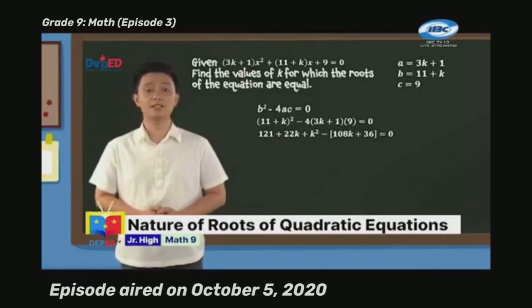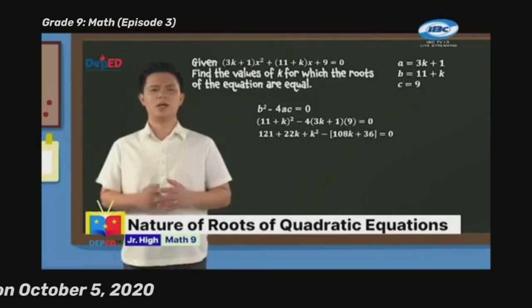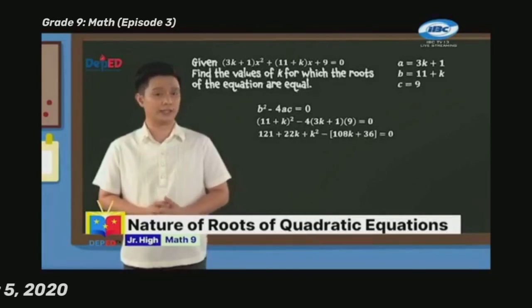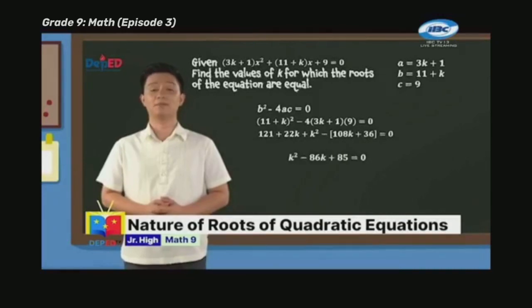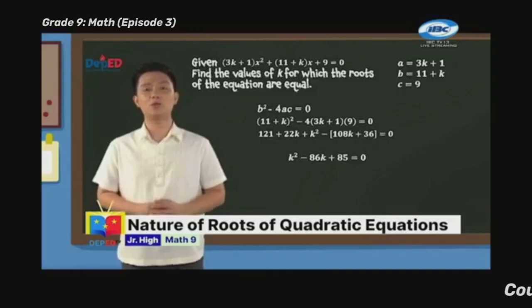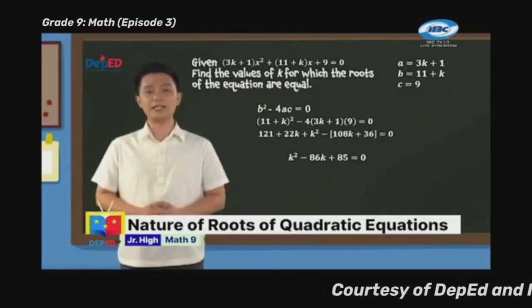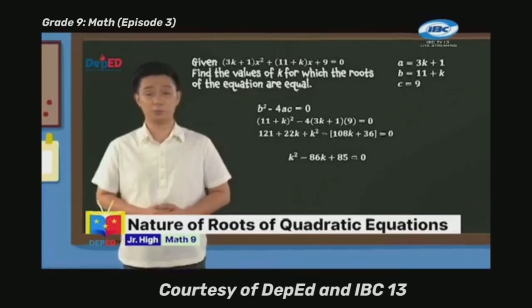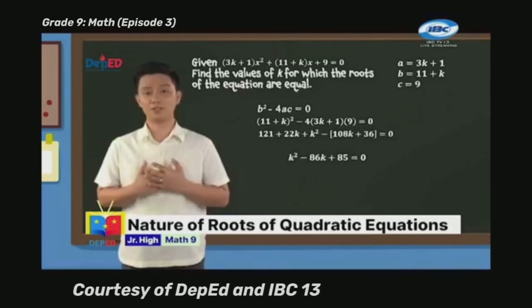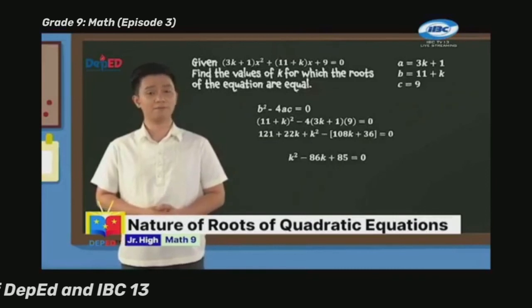Then, we combine similar terms and arrange the terms in descending powers. And this will result in what quadratic equation? Compare your answer with mine. k squared minus 86k plus 85 equals 0. So, we have to solve the quadratic equation to identify the value or values of k. What method do you prefer to use? I opt to solve it by factoring. Could you also solve it by factoring?